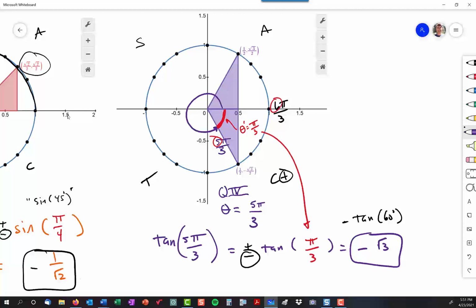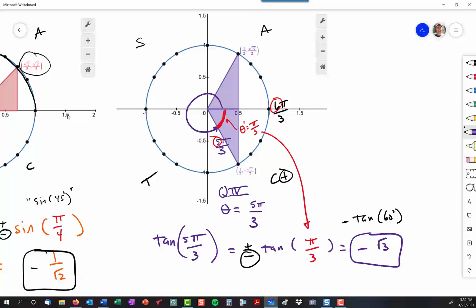There's a purple triangle in quadrant 4, which is exactly the same as the purple triangle in quadrant 1. And this is what allows me to get the same numerical value for my angle in quadrant 4 as my angle in quadrant 1. The two purple triangles have the same x, y, and r values. They have the same opposite, adjacent, hypotenuse values.